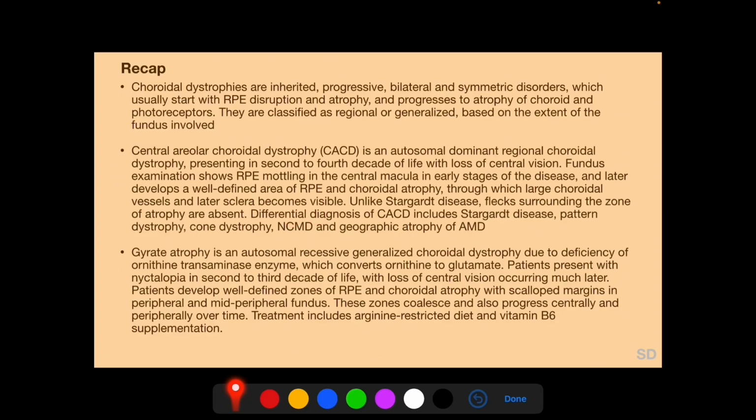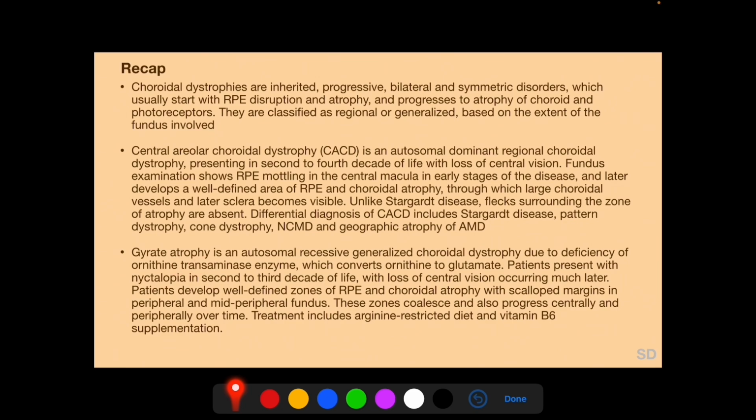Differential diagnosis of CACD include Stargardt disease, pattern dystrophy, cone dystrophy, North Carolina macular dystrophy, and geographic atrophy of age-related macular degeneration. Gyrate atrophy is an autosomal recessive generalized choroidal dystrophy due to deficiency of ornithine transaminase enzyme, which converts ornithine to glutamate.